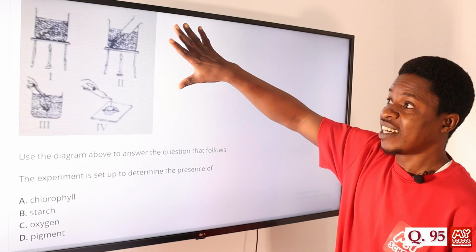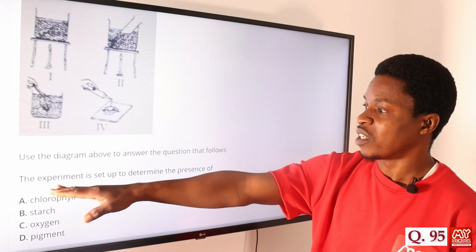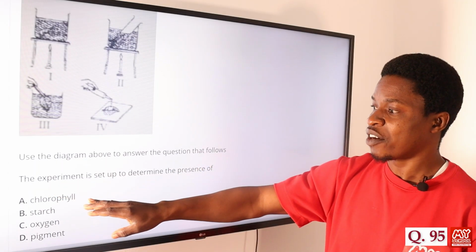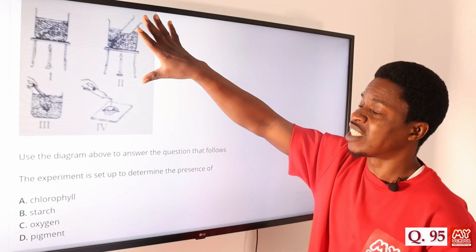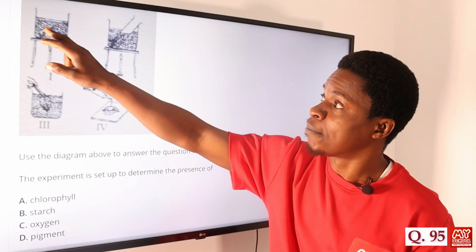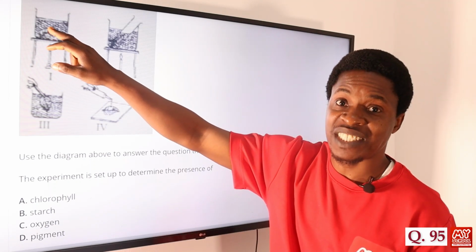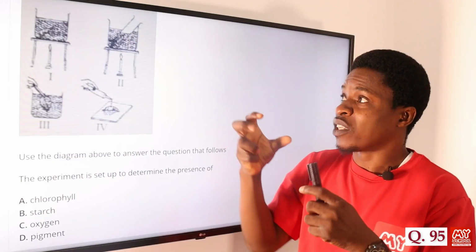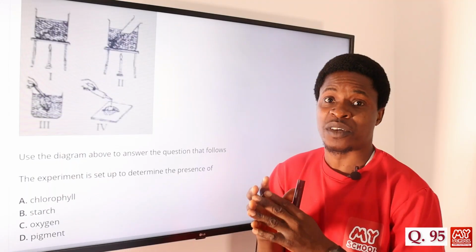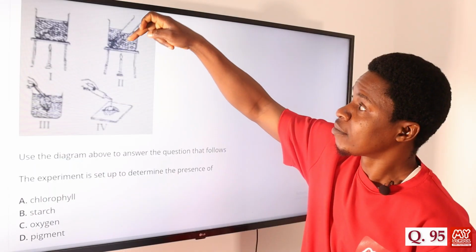We have a diagram here, and from this diagram we're asked to answer the question that follows. The question says the experiment is set up to determine the presence of what? Of course, we have option A, chlorophyll, starch, oxygen, pigment. If you look at this experiment very well, we have a Bunsen burner here, this is the water, and then we have the leaf being decolored. There's a leaf inside of this experiment. When you apply heat, the water gets hot in order to decolorize and to render the cells of the leaf flaccid.